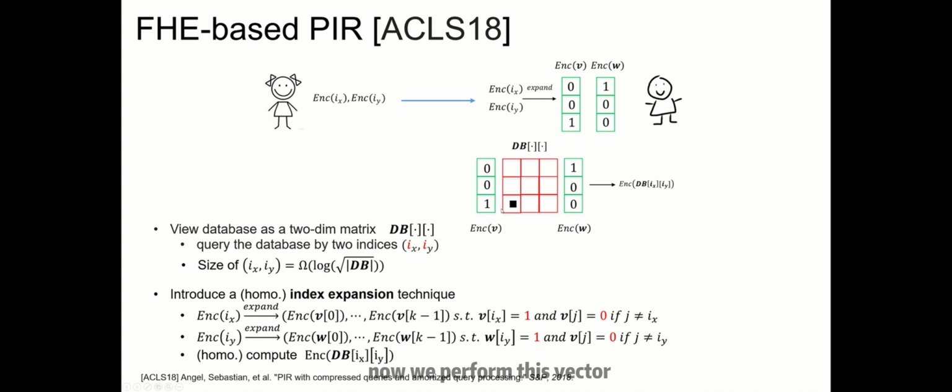Now we perform this vector matrix multiplication, and this, of course, returns me the element in the Ix row and Iy's column homomorphically. So by doing this, the communication overhead is reduced significantly. Just logarithmic in the size of the database instead of the linear size of the database shown in the previous slide.